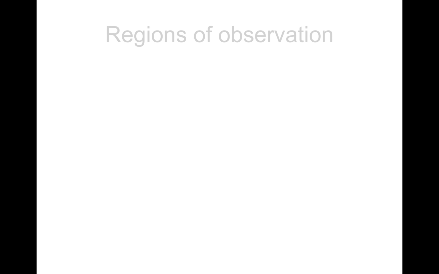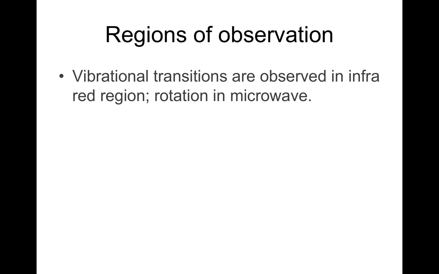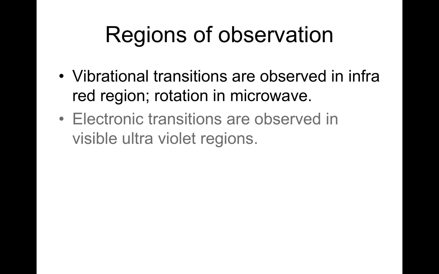Regions of absorption. Vibrational transitions are observed in the infrared region, whereas rotational transitions are in the microwave. Electronic transitions are observed in the visible and in the ultraviolet regions.